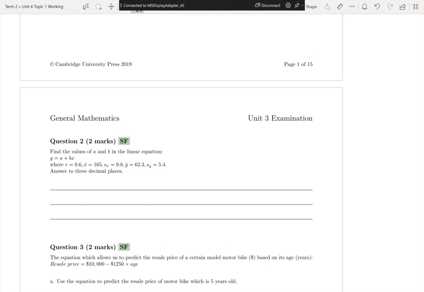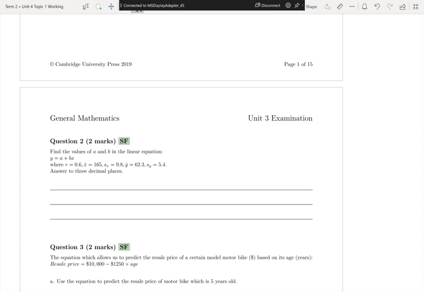So it's asking you to find the values of A and B in the linear equation y equals A plus bx, where r equals 0.6, x bar equals 1.165, standard deviation x equals 9.8, y bar equals 62.3, and standard deviation of y is 5.4. What type of problem is that? Yeah, so it's once again that bivariate data stuff.